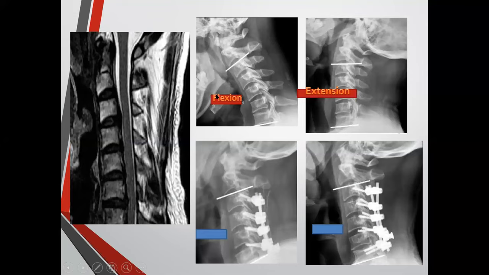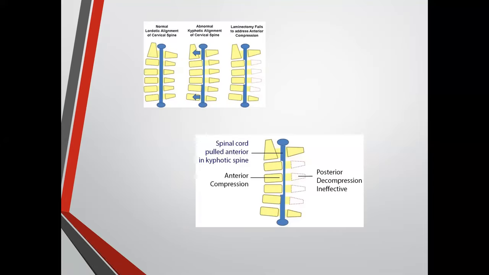Now, see, this is an example of a patient who underwent laminectomy, and you can see on flexion extension there is even some element of instability. So good decompression and lateral mass fixation definitely arrest the progress of the OPLL. Otherwise, you do a good decompression, you get initial benefit, and as the kyphosis progresses, the patient worsens again.